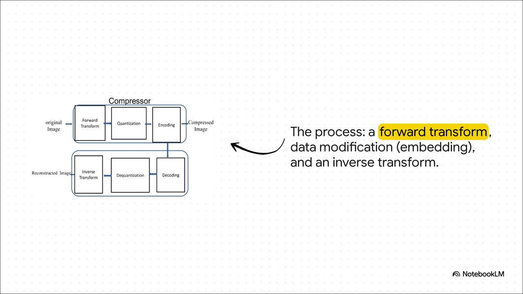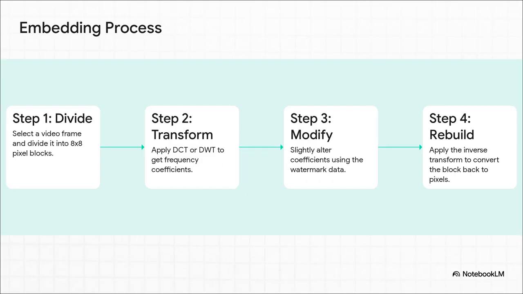You start with your original image, you run it through what's called a forward transform, that's our DCT or DWT. Then you get to the crucial step in the middle. You modify that data. That's where you sneak in the watermark. And finally, you run it through an inverse transform to put it all back together into an image. Simple as that. So let's break that down, step by step.